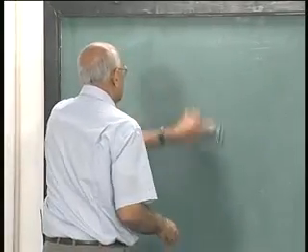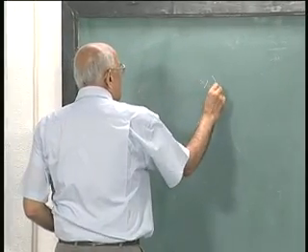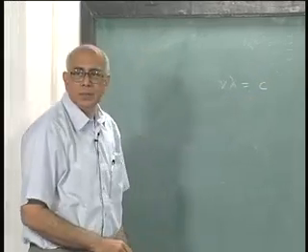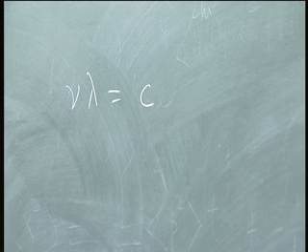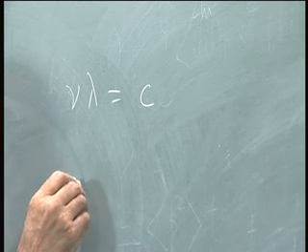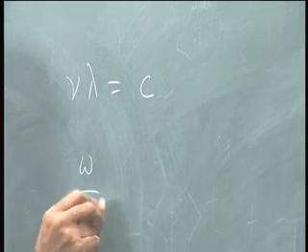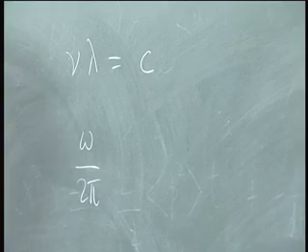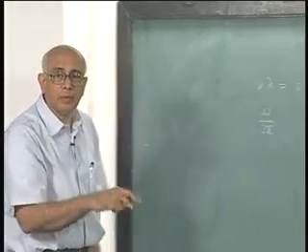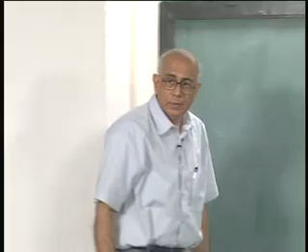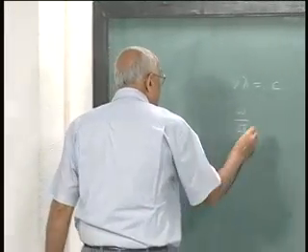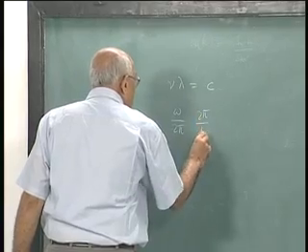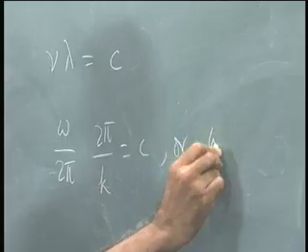We can start the other way. So we can start by saying nu times lambda equal to c, where nu is the frequency and lambda is the wavelength. This is equal to the speed of light in vacuum. Well, what is nu? This is equal to omega over 2 pi, that is the angular frequency, right? And what is lambda in terms of the wave number? 2 pi over k or whatever it is, right? So there is a 2 pi over k equal to c, or omega equal to c.